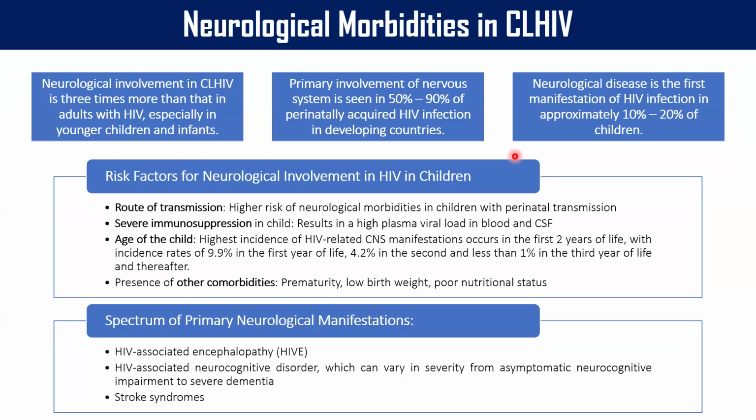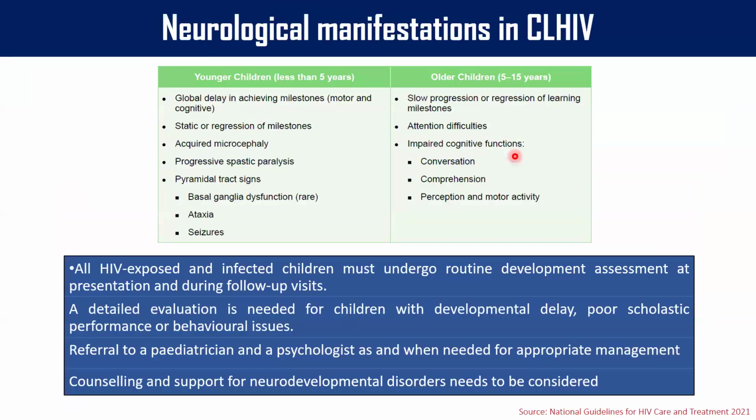The spectrum of neurological manifestation can be anywhere between HIV associated encephalopathy, that is HIVE, to HIV associated neurocognitive disorders with severe neurocognitive impairment and dementia, to the stroke syndromes and opportunistic infection. So these are the various spectrum of neurological manifestations.